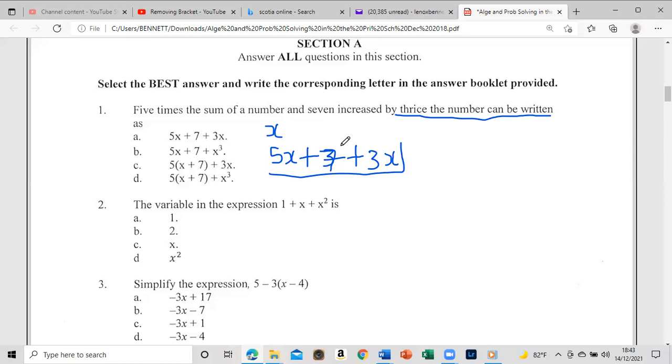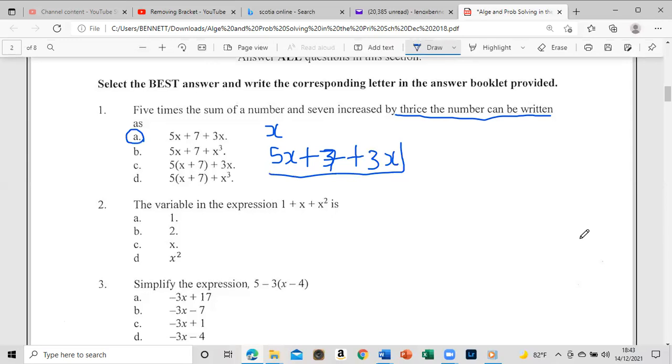Hold on. 5 times the sum, and 5 times the sum of a number. A then. A full question this. Where's a number one? Nah, this one still.